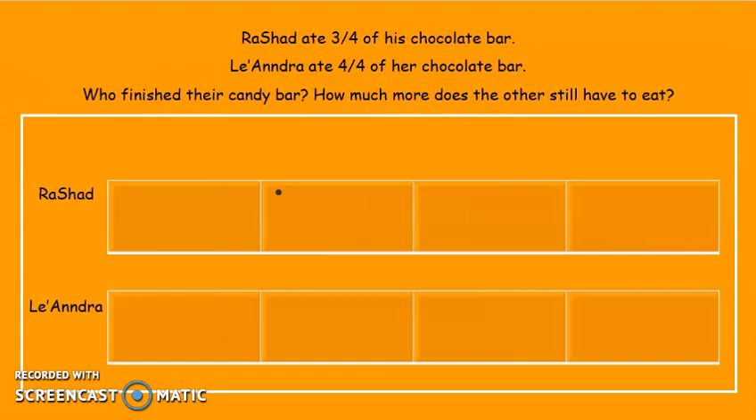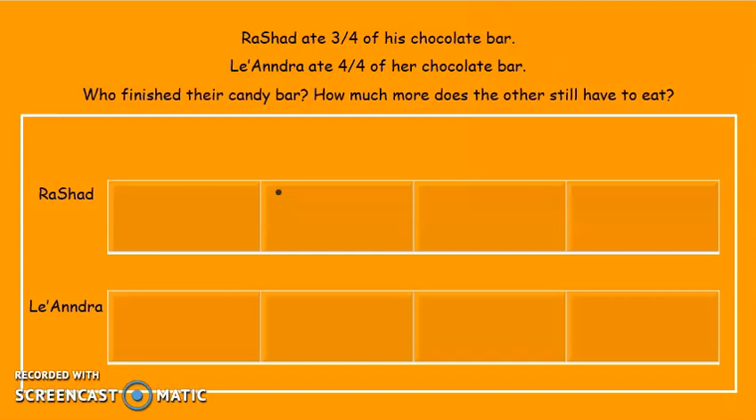It says Rashad ate 3/4 of his chocolate bar. Leandra ate 4/4 of her chocolate bar. Who finished their candy bar? How much more does the other still have to eat? So I see Rashad, and you see below, I made a model. That's going to be my strategy. I put a video on how to draw these things, as well as how to make those fraction tiles.